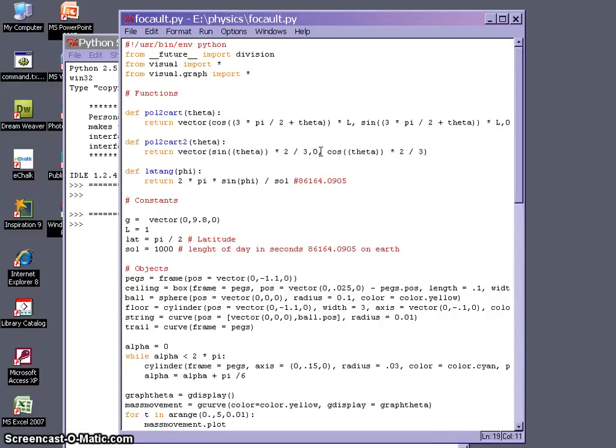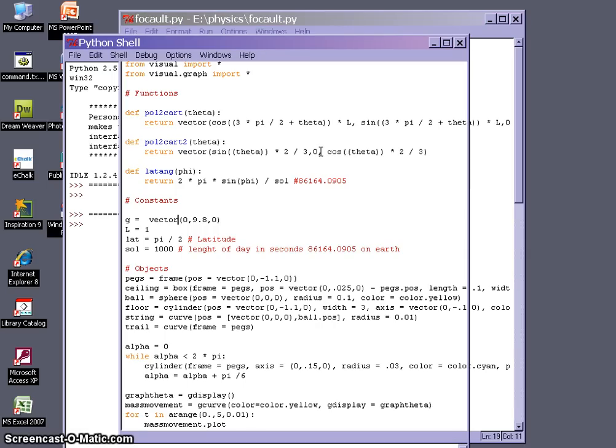So here we have the VPython Foucault's Pendulum program for this class. So we're just going to go and run it, just show that it works out here real quick.